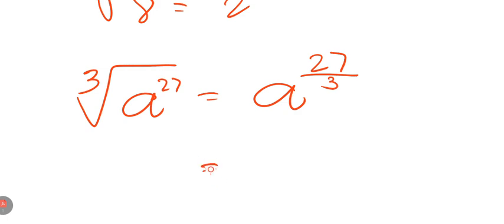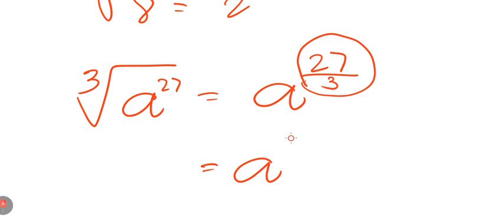Next, can we divide 27 by 3? Yes, 9. All right, so that's right. So the exponent that we have here is equal to 9.